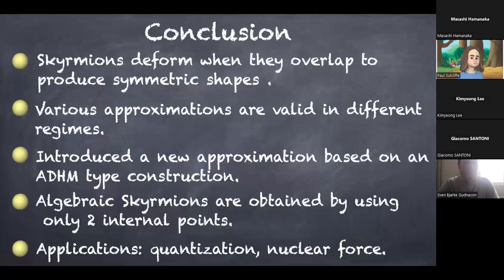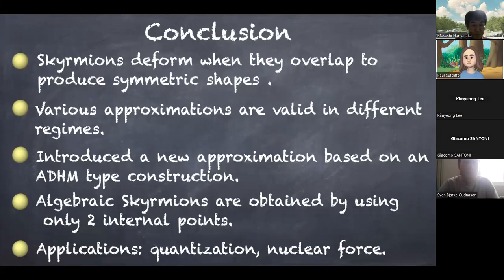Okay, so I've got 2 minutes left to conclude. So what have I told you about? I've hopefully shown you that skyrmions deform a lot, and when they come together, when they overlap, they deform each other and form these very symmetric shapes. There are various approximations that are valid in different regimes: some work when they're well separated, some when they're on top of each other. What you really would like is one that works in all regimes. We've been able to find one by introducing a new approximation, a sort of ADHM construction that allows you to describe all those and gives you explicit formulae.